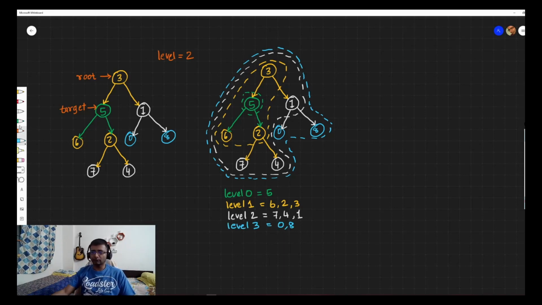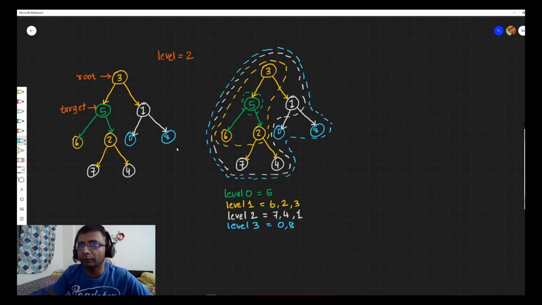So if I take the level value as 0, 5 would be my answer. If I take level 1, 6, 2 and 3 should be my answer. If I take level 2, 7, 4 and 1 is my answer. If I take level 3, 0 and 8 is my answer.